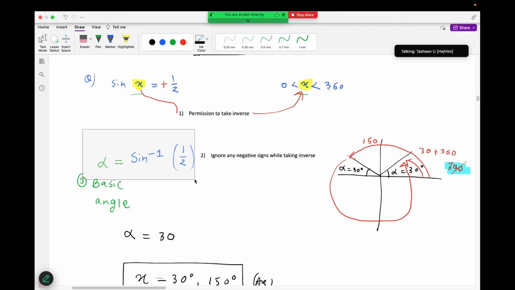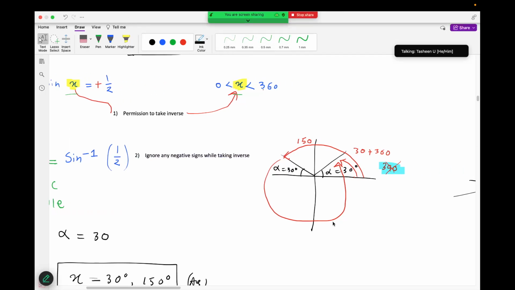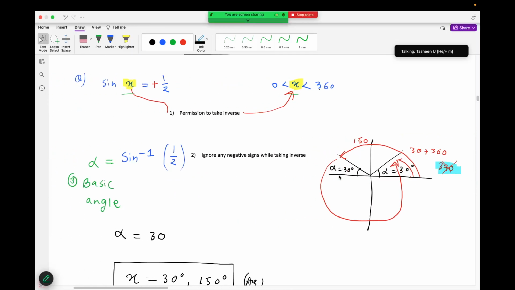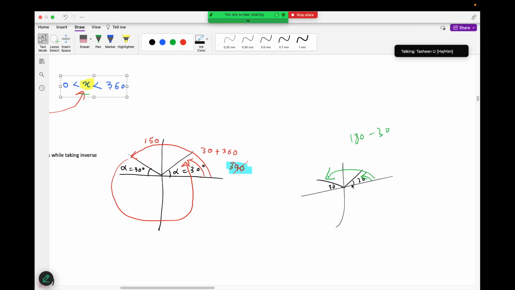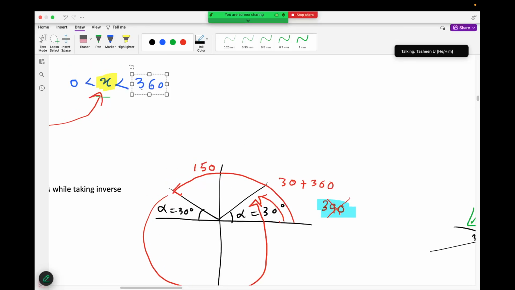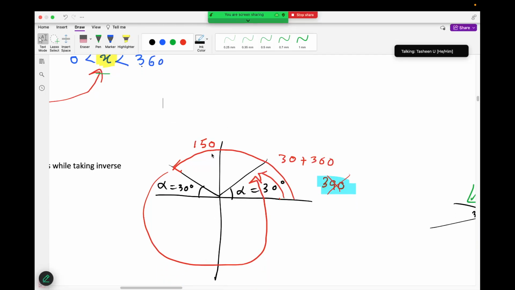So first, finding the basic angle gives us the angle with the x-axis, and then for the range we find the theta, which is, first of all, 30 and then 150. Now we could go forever, like this doesn't end. Because of this range, they have told us to find all the values of x that satisfy this range. So if there was more than 360, you know how we do that.